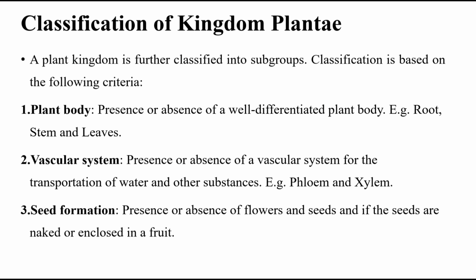The vascular tissue, that is xylem. Xylem helps in the transportation of water, and phloem helps in the translocation of food material. Then seed formation, presence and absence of flowers and seeds, and whether the seeds are naked or enclosed in a fruit. So these are the criteria to classify the whole plant kingdom into further subkingdoms.